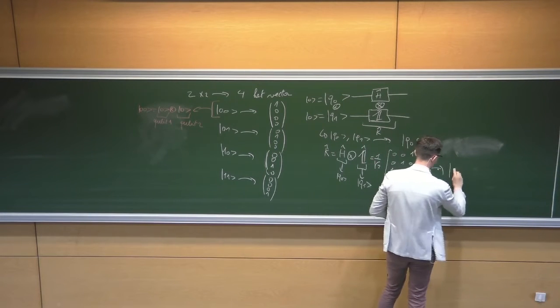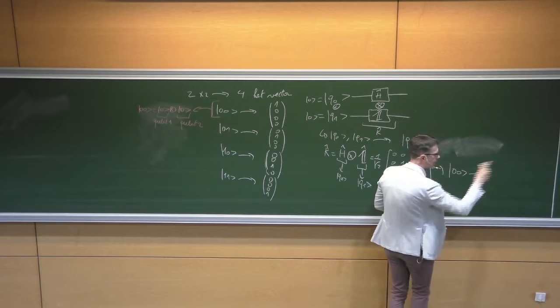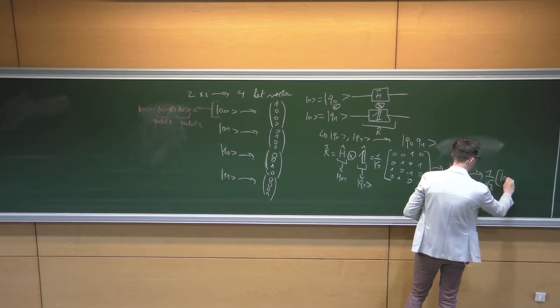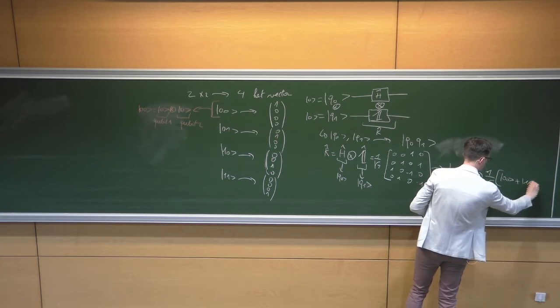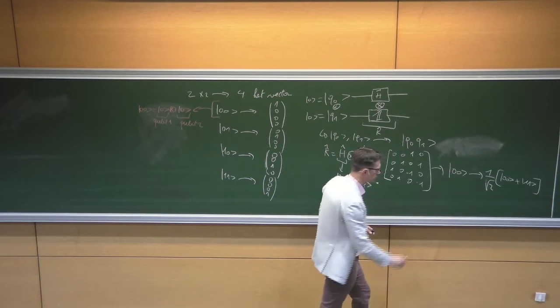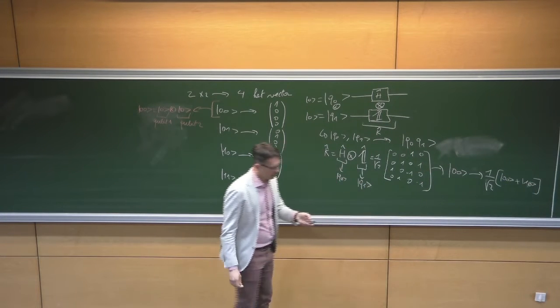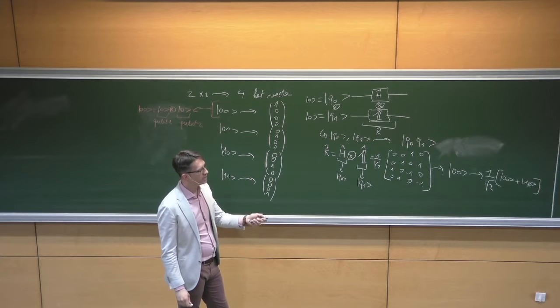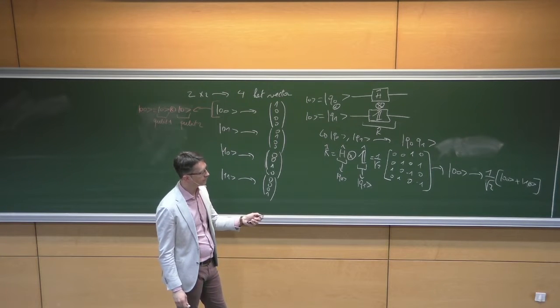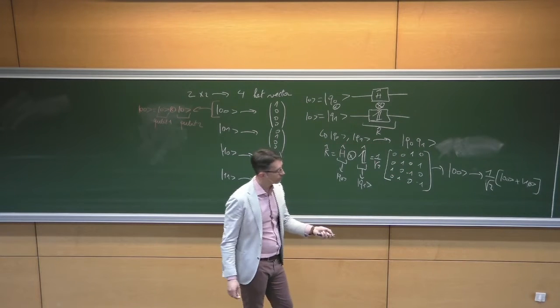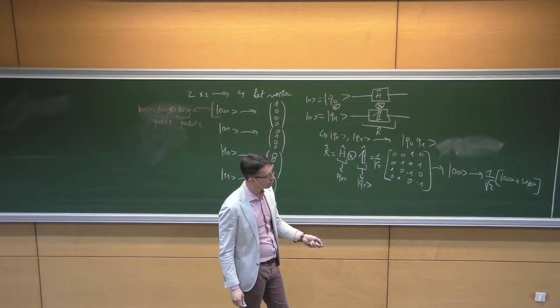So I can apply this to 0, 0, and then I will obtain at the end 1 over square root of 2, (0, 0 plus 1, 0) state. So that's the first stage. So far we are here. And then the next step will be to do a control NOT gate. So I start from here, from this one. So here's the full operation that I just described.